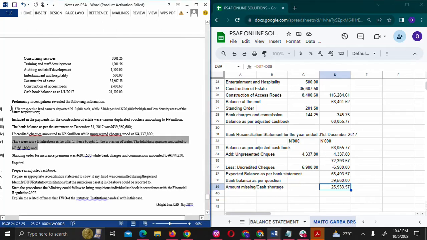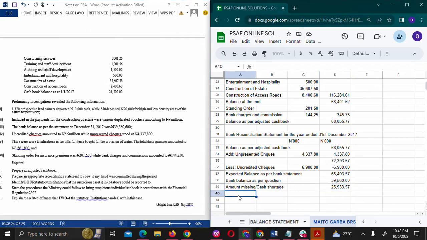But now we were told that 1,370 prospective landowners deposited 10,000 each. So we have landowners' contribution. They deposited how much? 10,000 each. So that's 10,000 times 1,370, right? And that's how much?